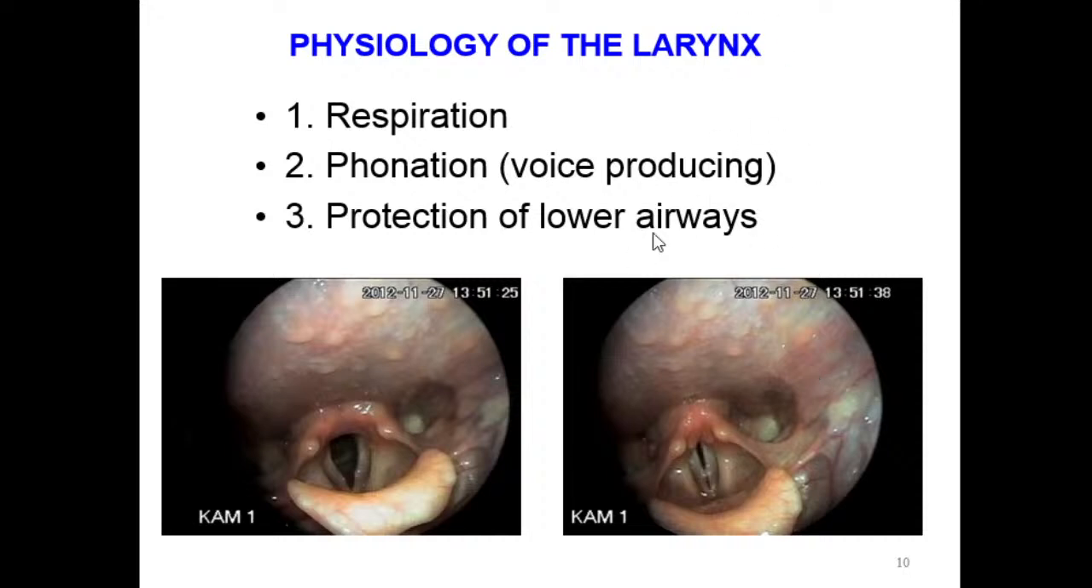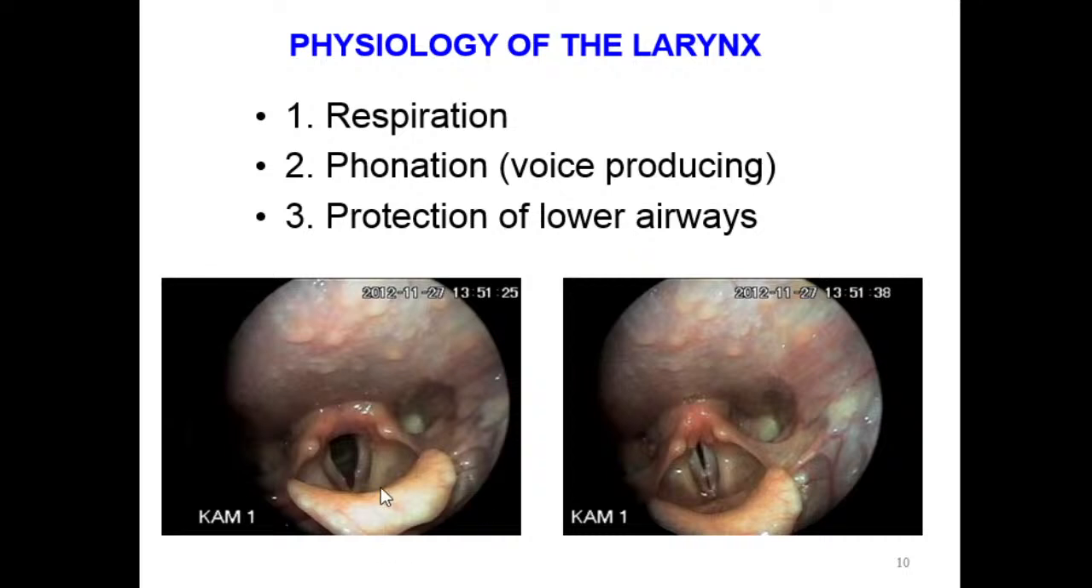So what functions has the larynx? Of course, firstly and the main function is respiration. The second very important function, for socialization and social being of humans, is phonation, voice production, and protection of the lower airways.